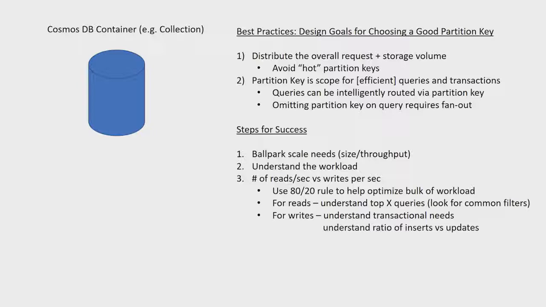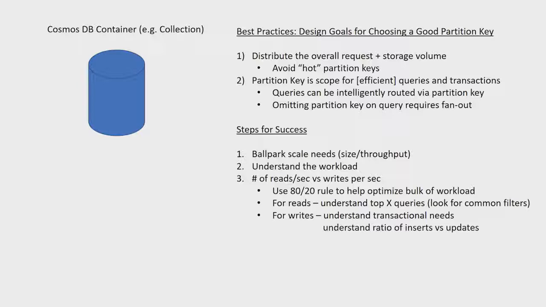In that where clause, you're going to identify common filters, and if you see the same property being queried over and over again across different queries, basically you now have a very good list of candidates for what a good partition key might be. For writes, you want to understand the transactional needs, and basically a stored procedure or a multi-record transaction is going to be scoped to a single partition key value, so you do want to take that into account.